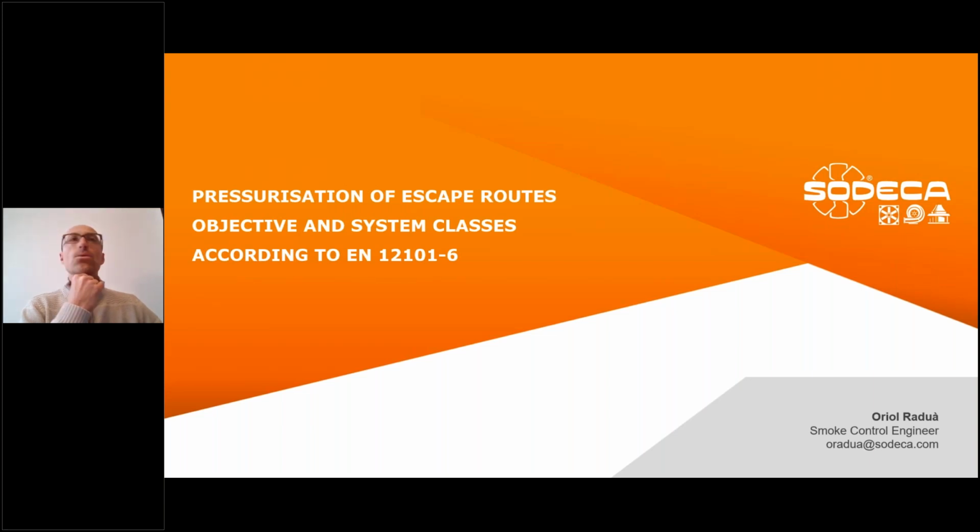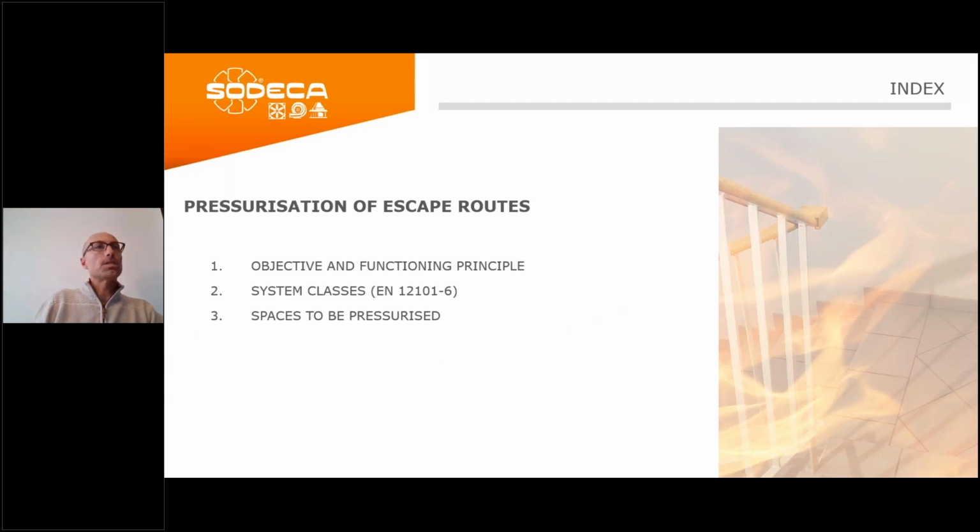Okay, let's start with this first webinar. Pressurization of escape routes, objective of the system, and system classes according to the EN 12101/6. We will see 3 different parts. First of all, the objective of the system and functioning principle. The second one, the 6 different classes according to this standard, the 12101/6. And finally, the different spaces to be pressurized.